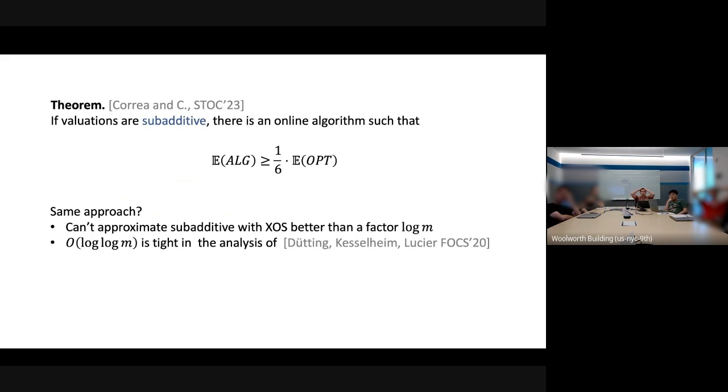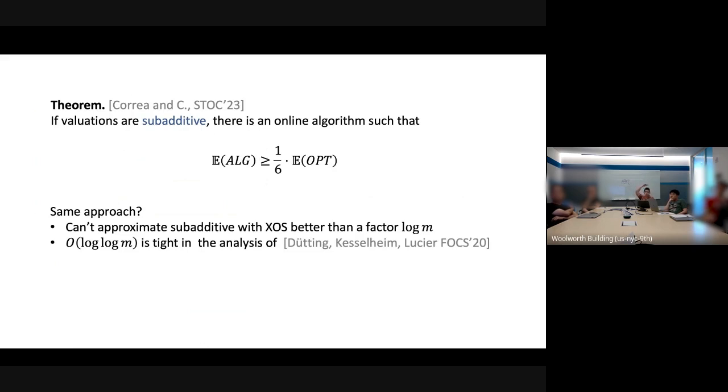interestingly, we developed techniques that are quite different from what was done for the two approximation for XOS and for the order log number of items for subadditive. And if we look into those results, there are two problems if we wanted to use those techniques. If we wanted to extend the result from XOS to subadditive, the first problem is that XOS valuations cannot approximate well subadditive valuations. In fact, there are subadditive valuations that cannot be approximated better than a factor log number of items with XOS, and so that's a problem if you want to extend the result for XOS.